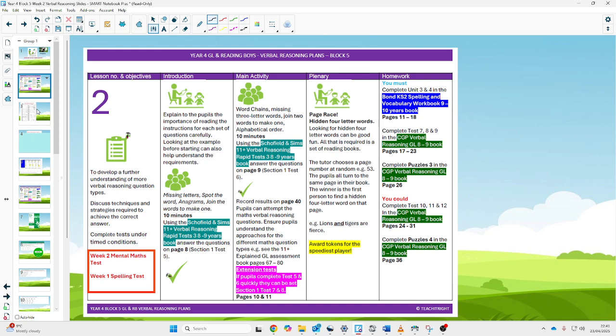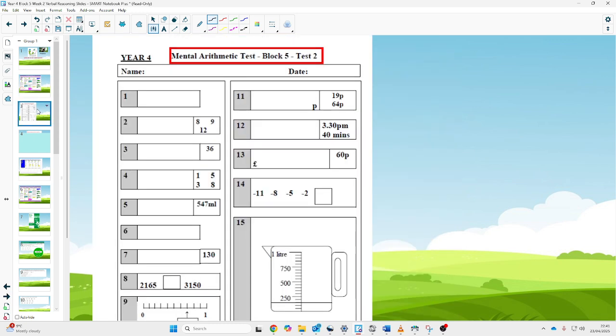Let's first of all start by having a look at your mental arithmetic test. So make sure you've got your sheet ready. This is block 5 test 2. There'll be 15 questions that we're going to go through. You're fairly familiar with the format of these now, but just to explain, I will read every question twice. In the first set, you'll have 5 seconds to work out the answer and write it down on your sheet. And then for the last 5, you're going to have 10 seconds to work those out. So let's jump straight in and start off with question number 1.